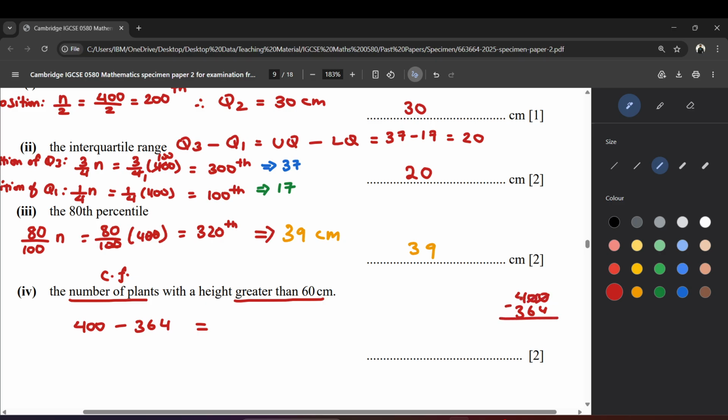So this is 10, then this is 10, but then this becomes 9, this becomes 10. So 10 minus 4, that is 6, 9 minus 6, that is 3, and then 10 minus 3, sorry, this is not 10, this is 3. Yeah, so that should be 36. Okay, so 36, not centimeters, because we are now finding the number of plants, right? So that should be 36.